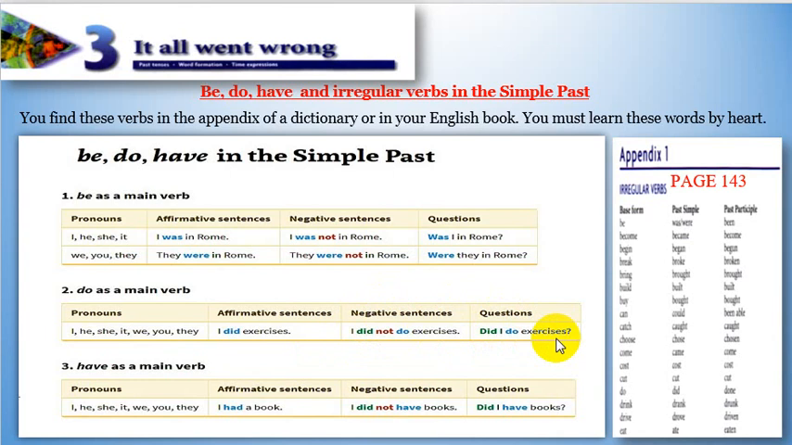Okay. Now, as for have as a main verb, with all the pronouns I, he, she, it, we, you, they. In positive statements, I had. Have becomes had. I had a book. In negative statements, I didn't have. The verb goes back to the base form. I didn't have books. In questions, did I have books? Okay.